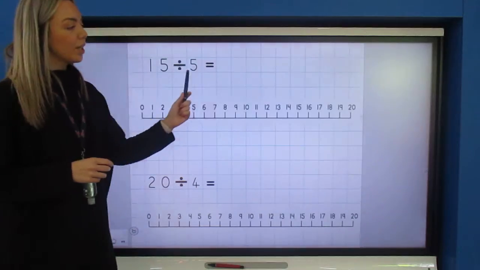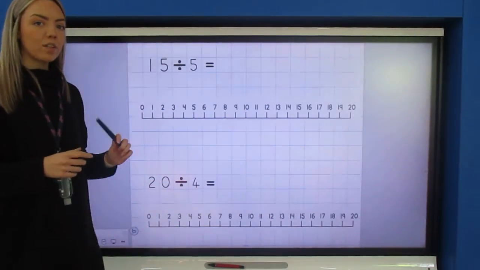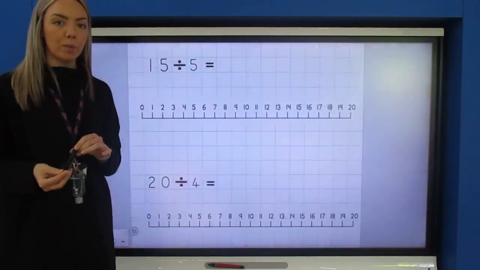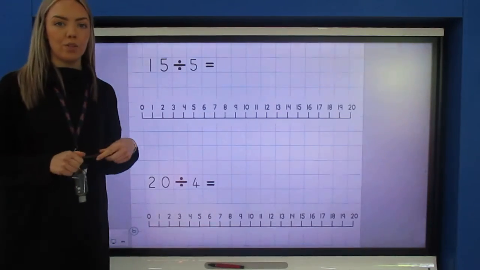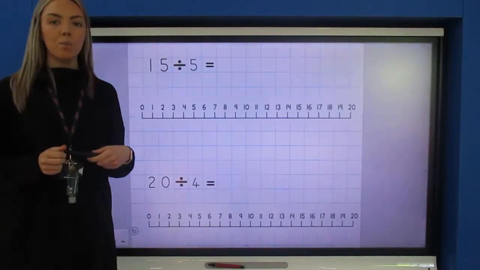Now we are going to look at this method today because you have got a method like this in your workbook today. So I want to make sure that we're using this method to help us to divide. So let's read our number sentence together.